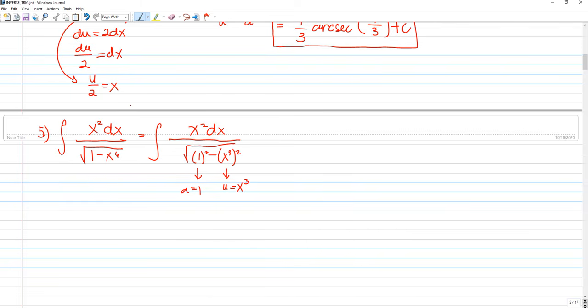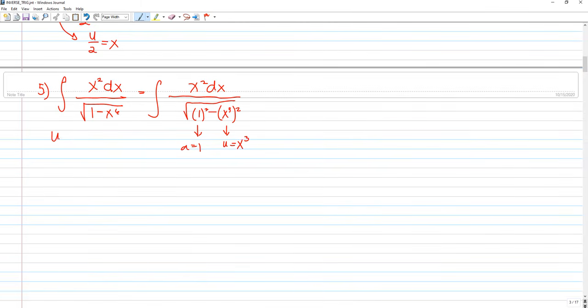So by u substitution, again, we need to differentiate u. We have x cubed, we have du equals 3x squared dx. I would like to get here the x squared dx because, as you can see, x squared dx is present here. So we have du all over 3 equals x squared dx, all over square root of a squared minus u squared. And again, this will yield to what?